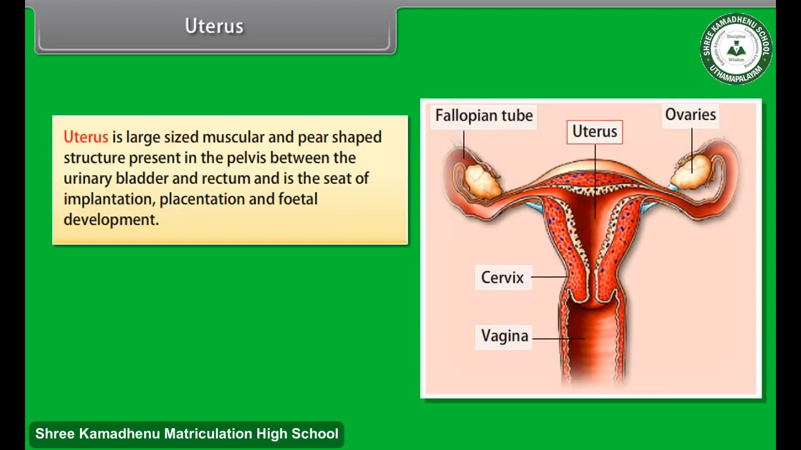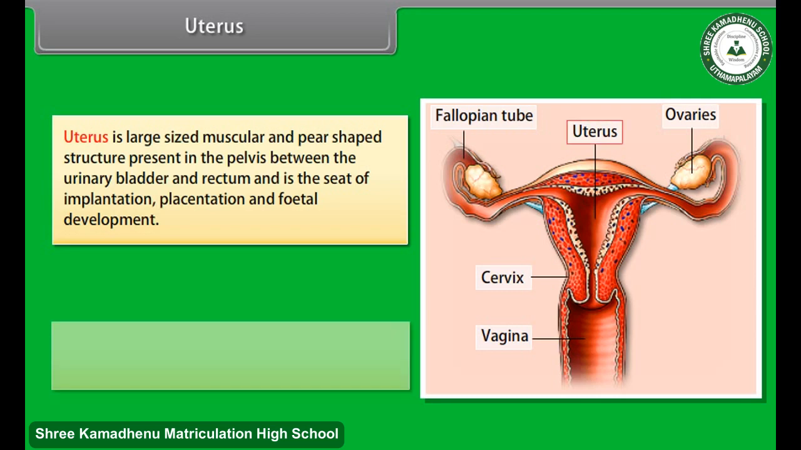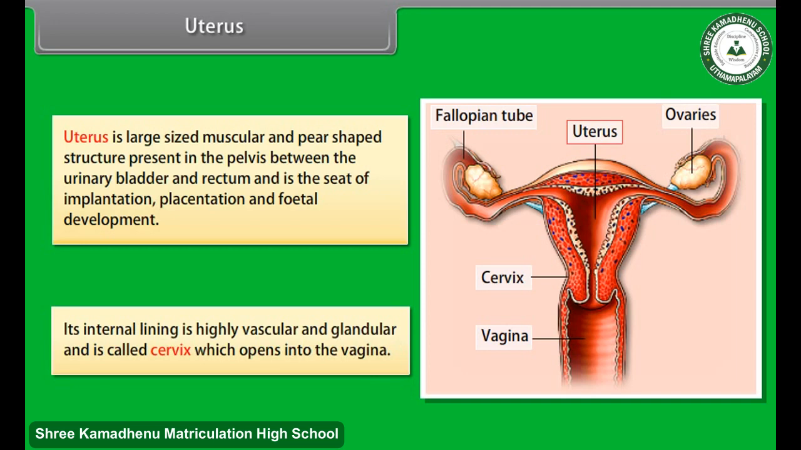Uterus. Uterus is large-sized muscular and pear-shaped structure present in the pelvis between the urinary bladder and rectum and is the seat of implantation, placentation, and fetal development. Its internal lining is highly vascular and glandular and is called cervix, which opens into the vagina.